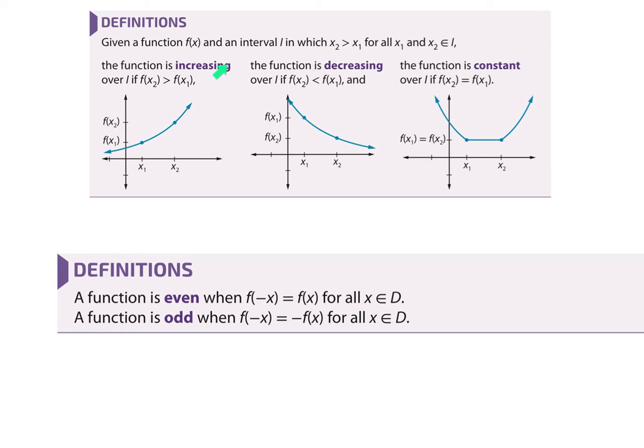So they've written it like this. The function is increasing over L, or this little piece right here, if f of x2 is bigger than f of x1. That means as you go along, you're getting bigger: increasing. If f of x2 is less than f of x1, as you're going along, decreasing. If f of x2 equals f of x1, you're not changing: constant. So increasing and decreasing are visually very easy to see.